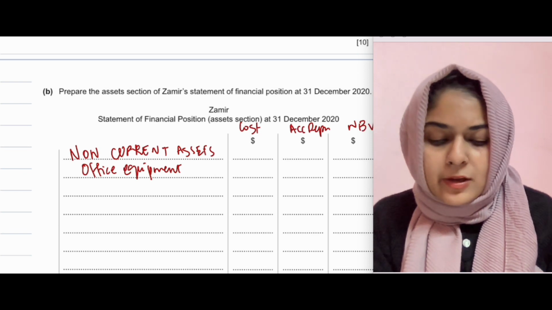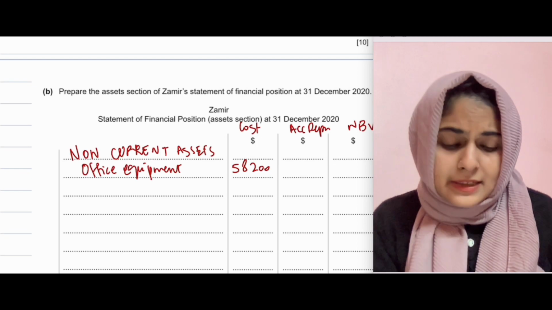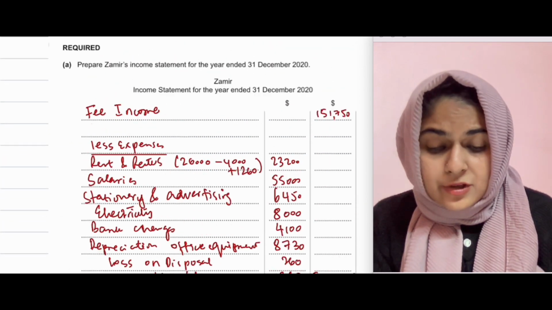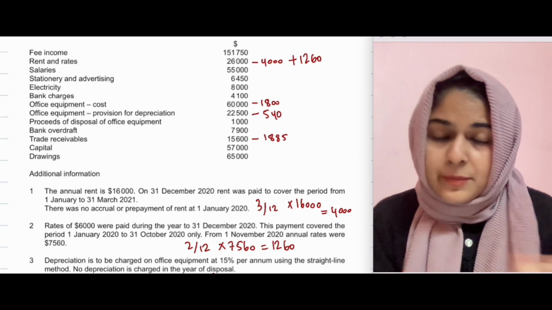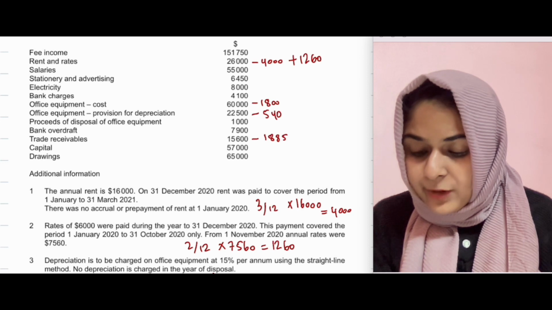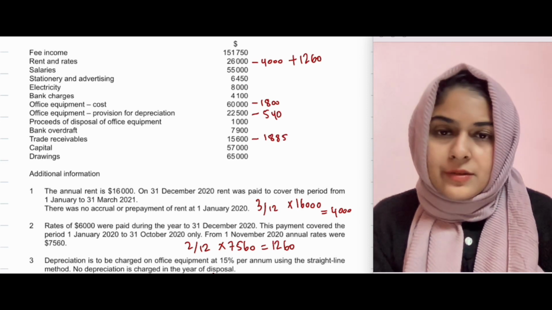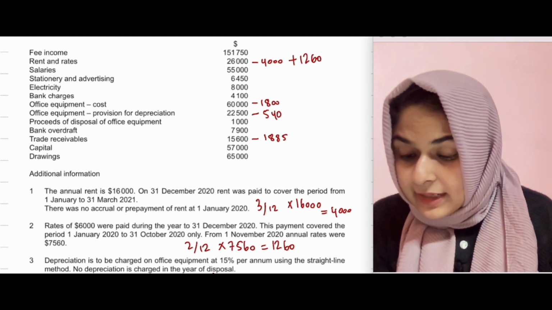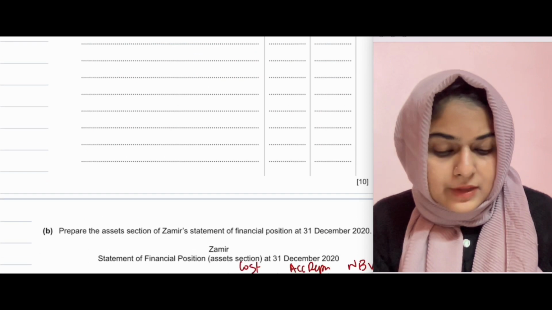तो यहाँ पे आप लिखेंगे ऑफिस इक्विपमेंट की कॉस्ट, लिखेंगे 58,200, बेसिकली 60,000 माइनस 1,800. अक्यूमुलेटेड डेप्रिसिएशन जो होगी, सबसे पहले आप 540 माइनस कर देंगे, बिकॉज दैट डेप्रिसिएशन इज़ नॉट पार्ट ऑफ योर बिजनेस एनी मोर. सो 22,500 माइनस 540, उसको माइनस कर दिया एंड देन यू ऐड 8,730. तो 8,730 ऐड करेंगे तो हमारी इसकी अक्यूमुलेटेड डेप्रिसिएशन की वैल्यू आ जाएगी 30,690.